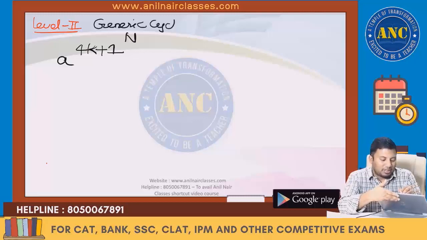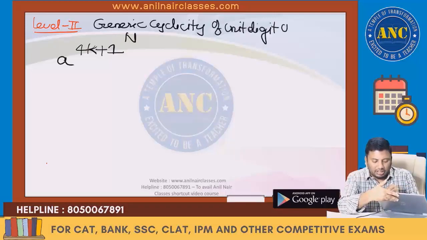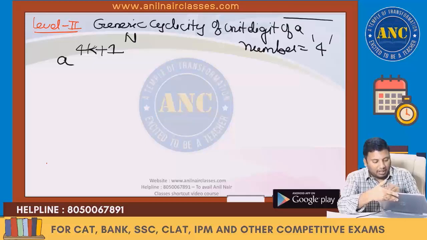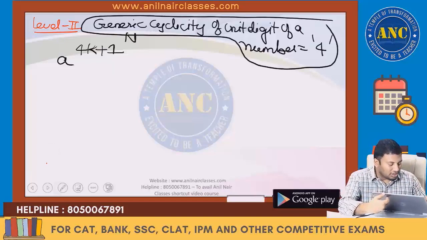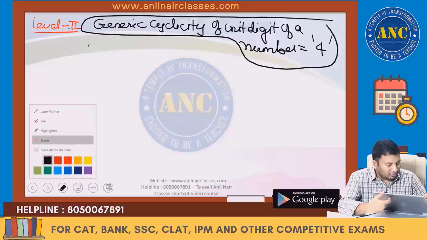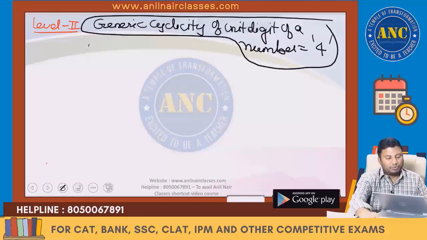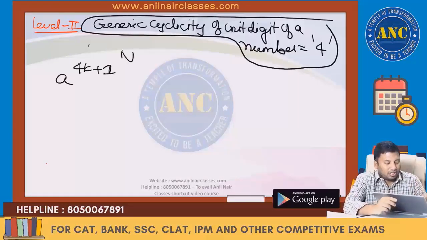What is the concept I discussed? Generic cyclicity of the unit digit of a number, of any number, it is 4. Why did we do this? Now you will understand it. Generic cyclicity of the unit digit of any number is 4. So if the first power is a power 4k plus 1, power a.